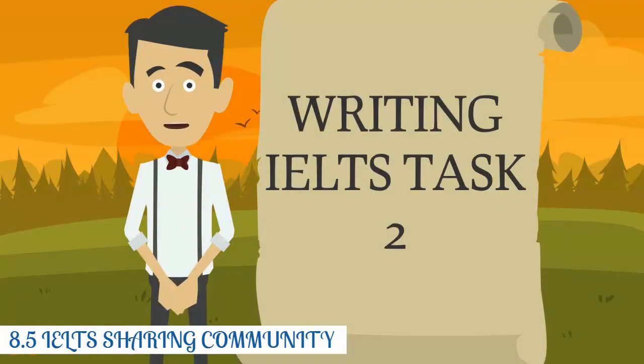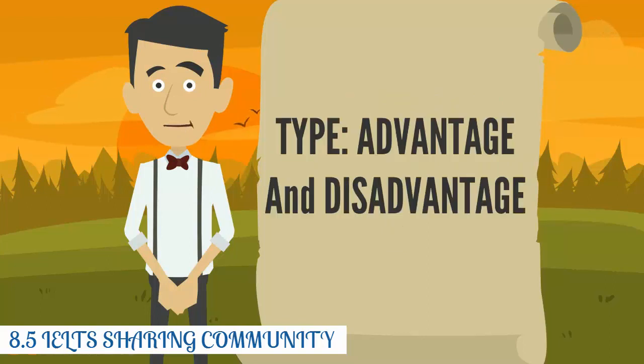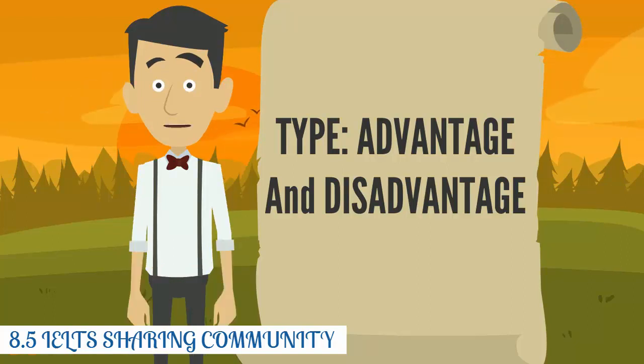Writing IELTS Task 2. Type: advantage and disadvantage. These kinds of questions normally give you a statement and ask you to comment on the advantages and disadvantages of that statement. The problem is that there are 3 different types of advantage and disadvantage question and they each require a different approach. If you answer them in a different way, then you risk losing lots of easy marks.